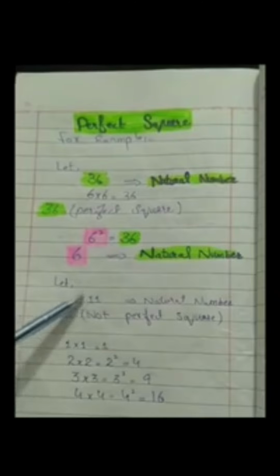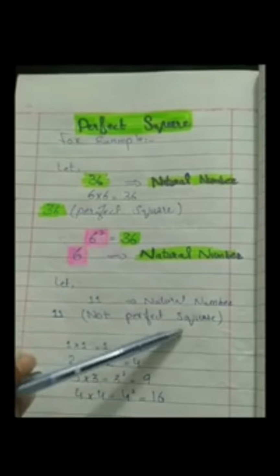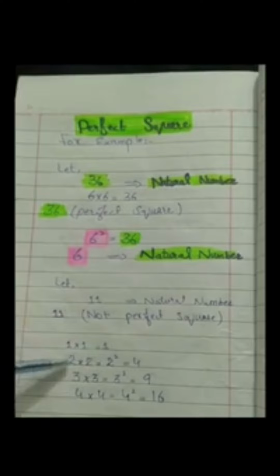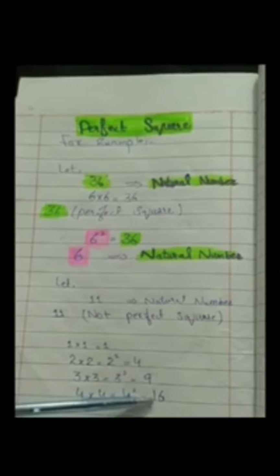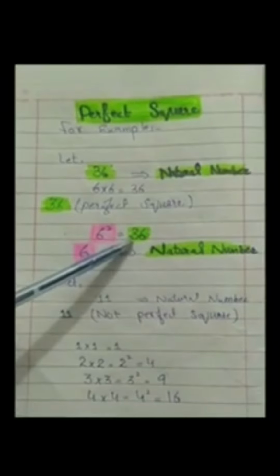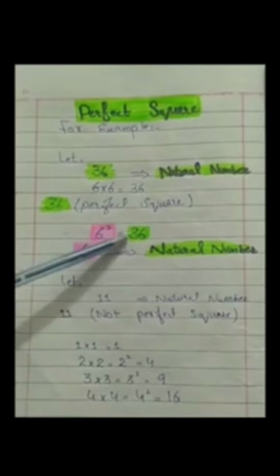Let's take another number, 11, which is a natural number but not a perfect square, because when we multiply 1 by 1, we get 1. 2 multiplied by 2, we get 4. 3 multiplied by 3, we get 9. 4 multiplied by 4, we get 16. So 11 is not in between 9 and 16. So 36 is a perfect square of 6, but 11 is not a perfect square of any number. So this is a perfect square and this is not a perfect square.